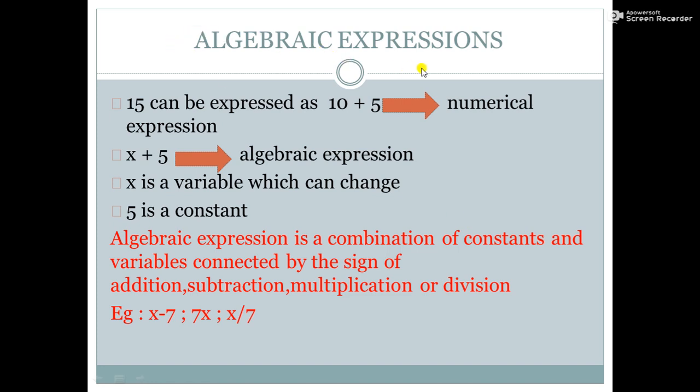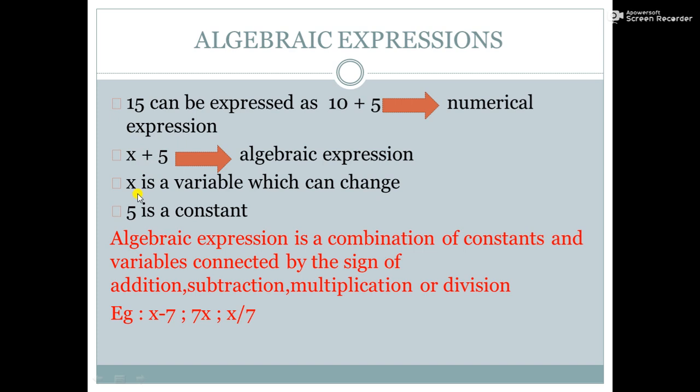First is algebraic expression. 15 is a number, which can be expressed as 10 plus 5. Here, to express 15, we are using only numbers. So, the expression 10 plus 5 is considered a numerical expression. In the next example, x plus 5, we are using a small letter from the English alphabet plus a number. So here a letter is present, and a number is also present.